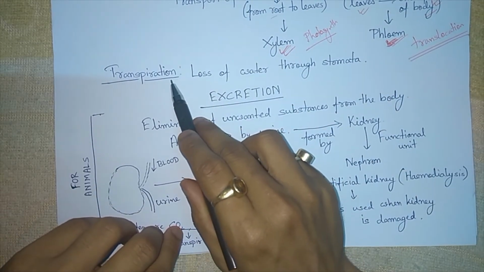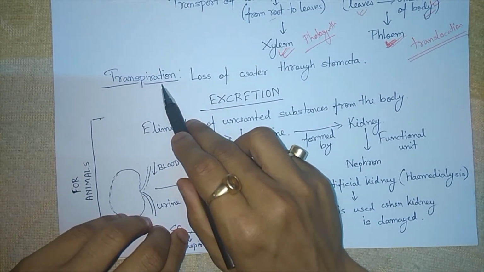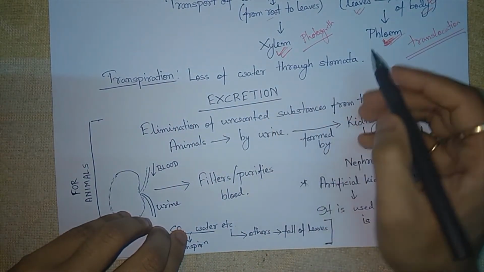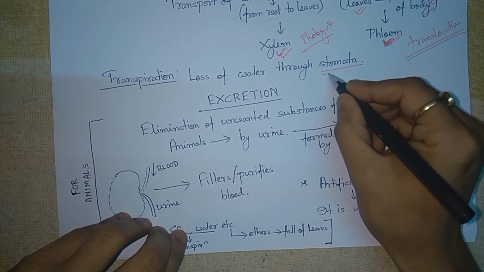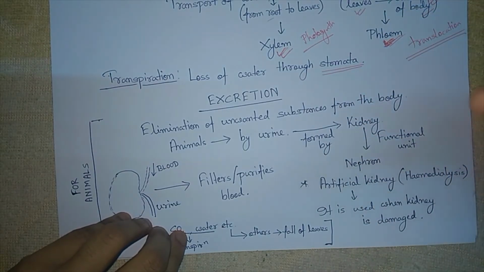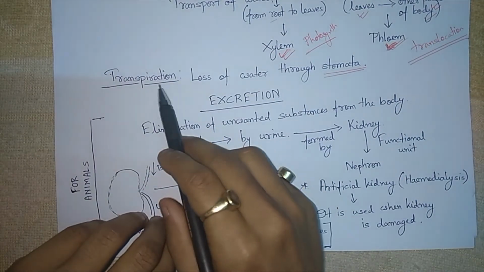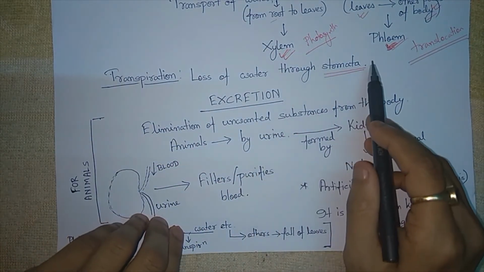Now here we have another important topic, transpiration. Transpiration is nothing but the loss of water through stomata. The structure and function of stomata have already been discussed in part 1. You can check it there. So transpiration is the loss of water through stomata.